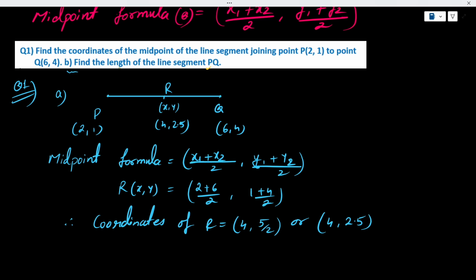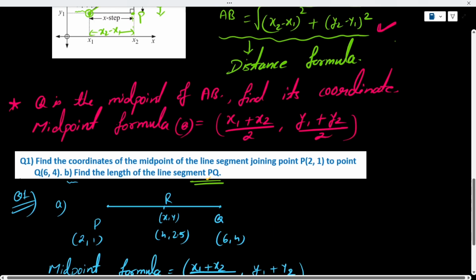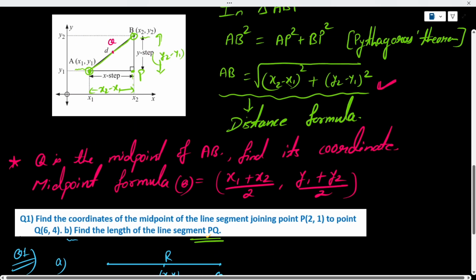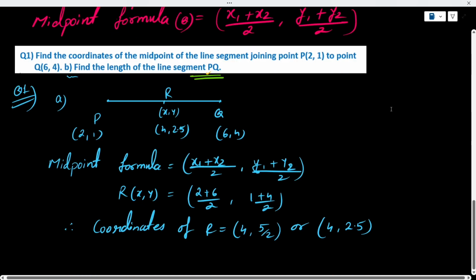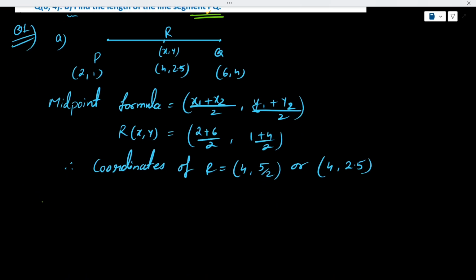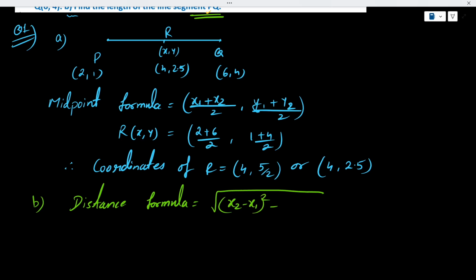Then the second part, it's given here: find the length of line segment PQ. That means I have to find out how much is the length of this. And the moment we are talking about length, we are going to take the distance formula. What is your distance formula? Under root x2 minus x1 whole square plus y2 minus y1 whole square. First we will write down the distance formula. Whenever you are using any formula, make sure you write the formula first. So this is your distance formula, x2 minus x1 whole square plus y2 minus y1 whole square, right?